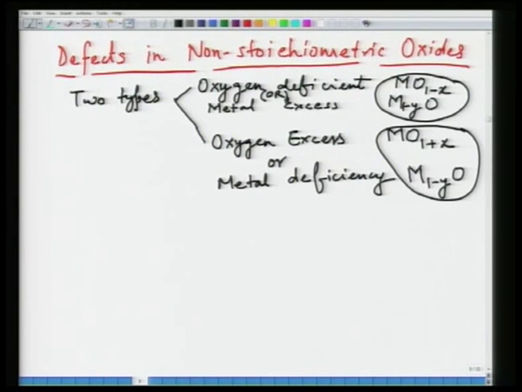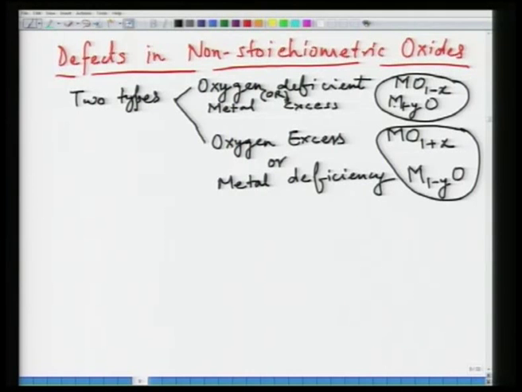And then we looked at defects in non-stoichiometric solids. In reality, most of these materials operate either at high oxygen pressure or low oxygen pressure, and depending upon the operating conditions, they are often non-stoichiometric. So, there are two basic types. One is oxygen deficient or metal excess, which is denoted as MO_{1-x} or M_{1+y}O, and the second type is oxygen excess or metal deficient, and this is written as either MO_{1+x} or M_{1-y}O.